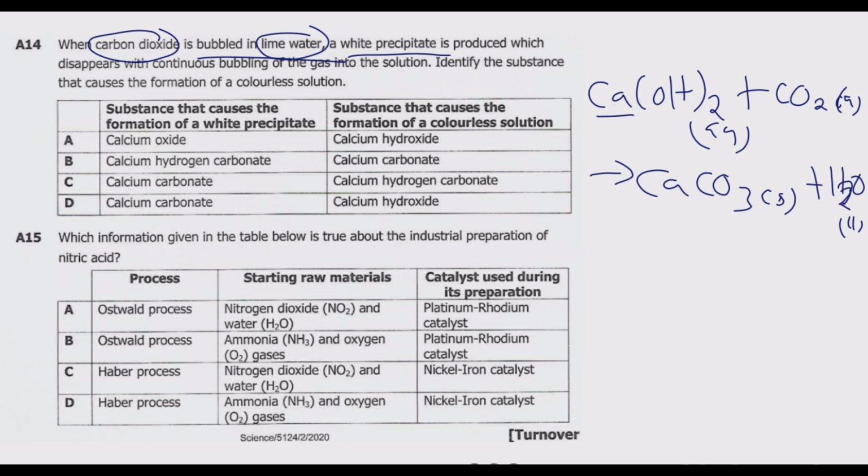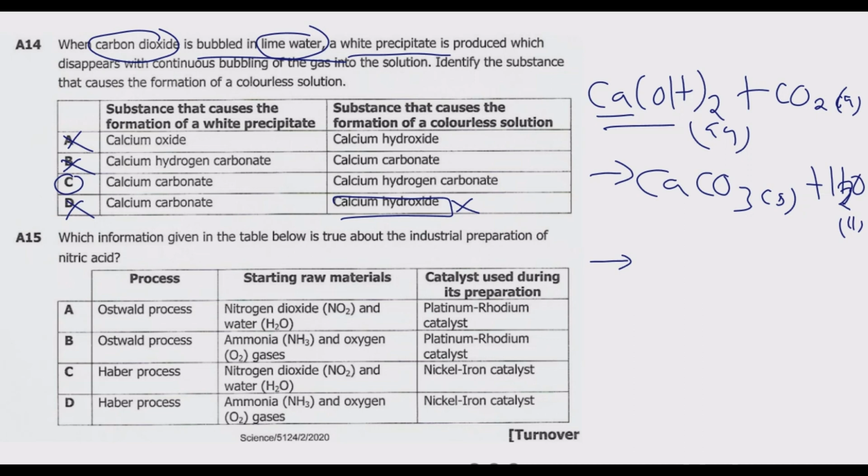But once we continue bubbling carbon dioxide, what is going to happen is this calcium carbonate is going to turn into calcium hydrogen carbonate. So let us look at the options. The substance that causes formation of white precipitate. So this one is calcium carbonate. So calcium hydroxide is out. This one is out. So it's between C and D. Then continuous bubbling will give us this one, not again calcium hydroxide, which is this one. No. So C is the correct answer.